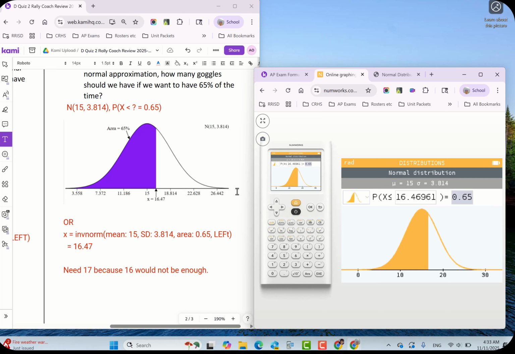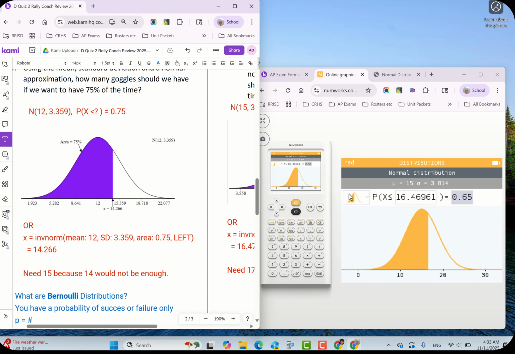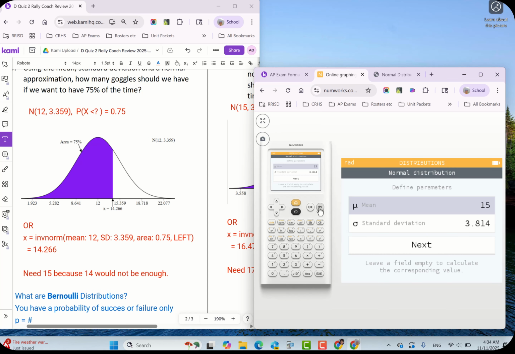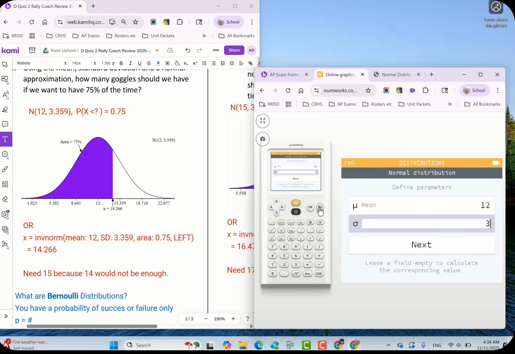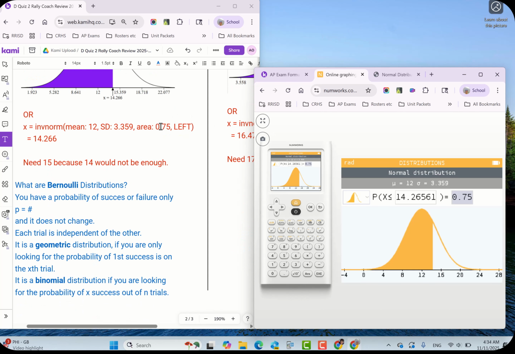That's not enough. And if I go to the other side, the partner B side, let's go ahead and go back and set those values so they're correct. This one has a mean of 12, standard deviation of 3.359, and I want an area of 0.75 this time. And you can see it's giving me the right values. And that's it. Good luck on your quiz. It actually should be much shorter than this review video because I explained both sides. I did Statplet, NumWorks, and TI. And then we also talked about Bernoulli distributions.